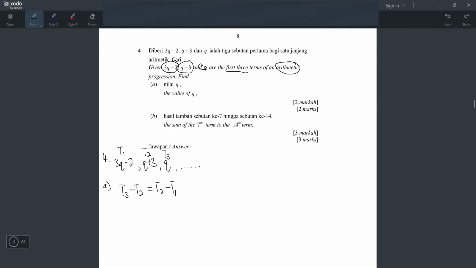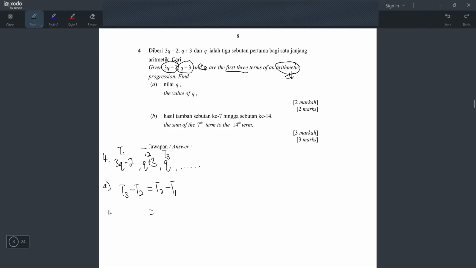When I repeat one more time, when you do your exam, SPM, if you see the exam question is like this, when the progression has unknown, most of the time, I can say 90% of the time, you will do like this. Kanan tolak kiri sama dengan kanan tolak kiri. Kalau arithmetic lah. But kalau geometric, you jangan minus, you bahagi. Means you take kanan bahagi kiri sama dengan kanan bahagi kiri. Means T3 bahagi T2 equals T2 bahagi T1. Kalau geometric. But since this is arithmetic, that's why I minus.